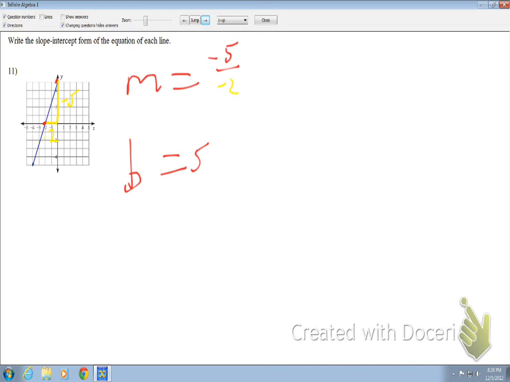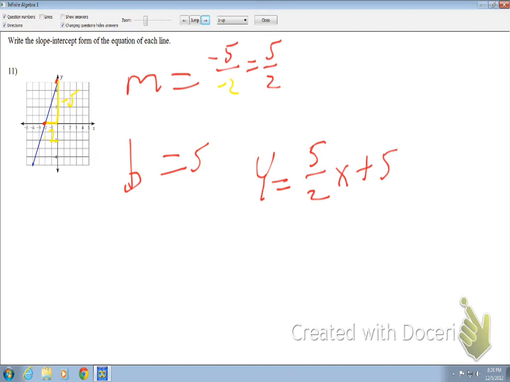Oops, I put that in yellow. Oh well. And we know a negative divided by a negative is a positive. So my slope is positive 5/2. And the equation of my line is then y equals m, which is 5/2, x, plus b, and that's 5.